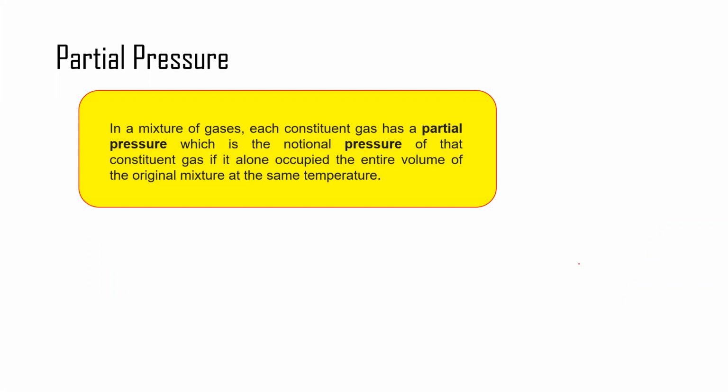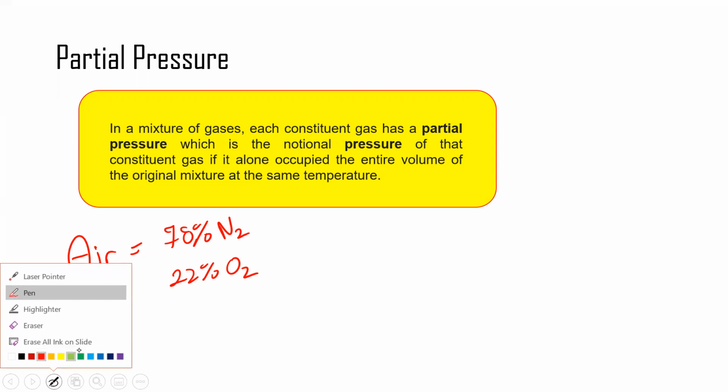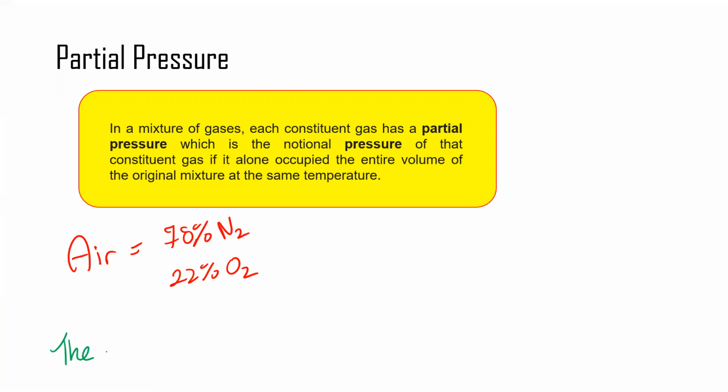So, in a mixture of gases, each constituent gas has a partial pressure, which is the notional pressure of that constituent gas if it alone occupied the entire volume of the original mixture at the same temperature. So, let's say we have air. Air is equal to 78% nitrogen and let's approximate 22% oxygen. So the percentage of the other gases, we put them all into oxygen. Now, the pressure of air is equal to 1 atmosphere.